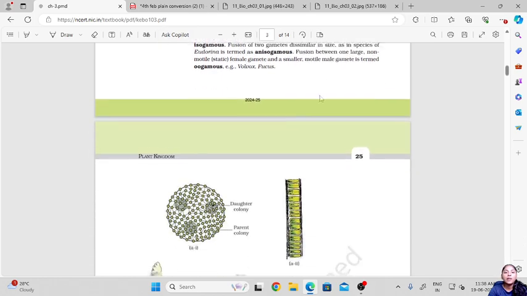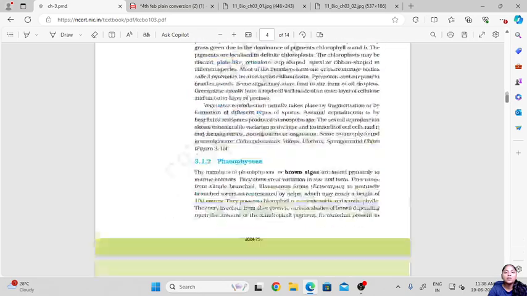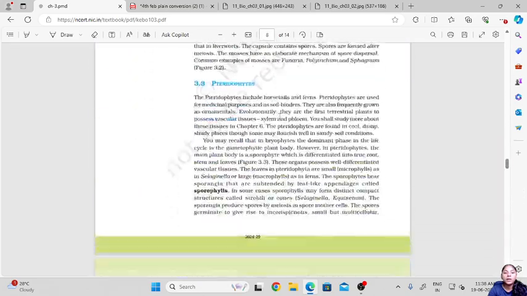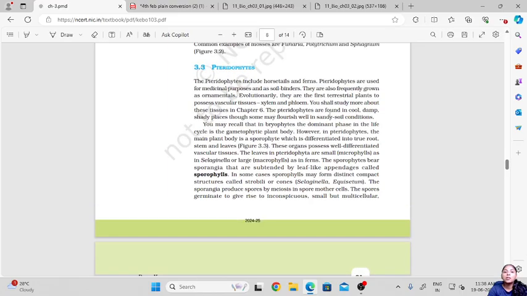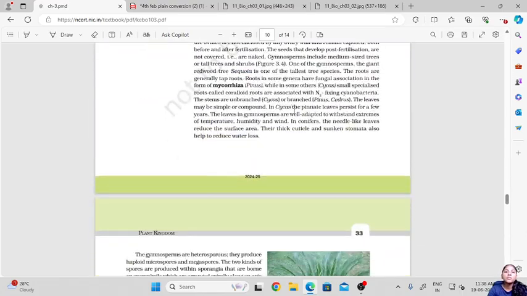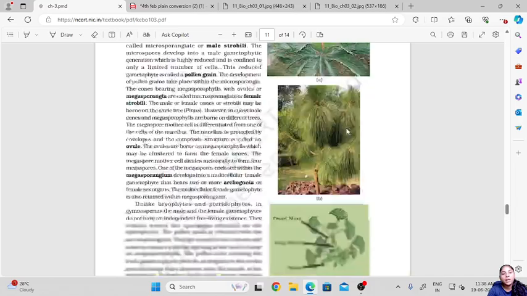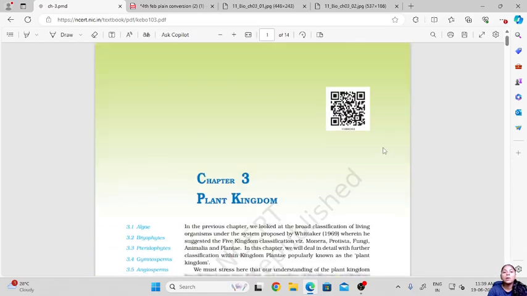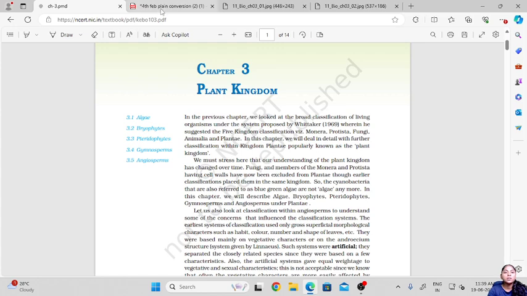So we have algae, then we have bryophytes, we have pteridophytes. See here, the third group is the pteridophytes, then we have gymnosperms, and then angiosperms. So we are going to learn about all these in detail in this chapter.